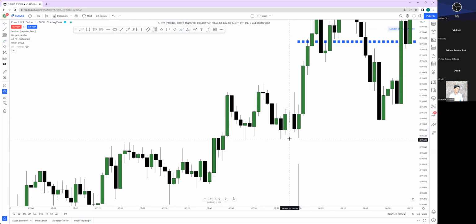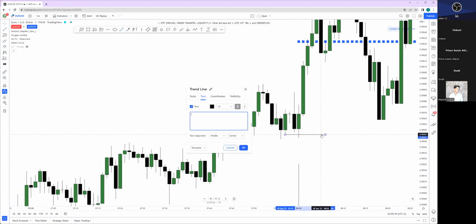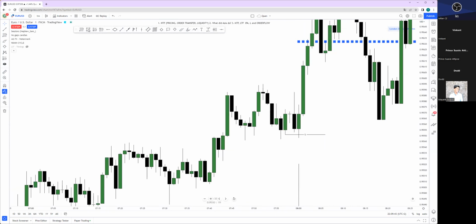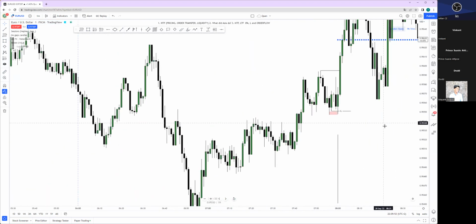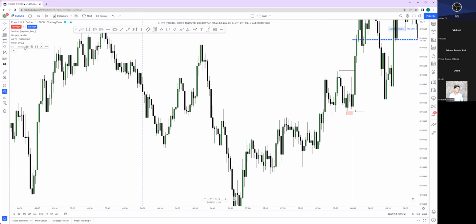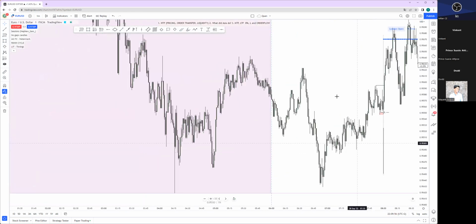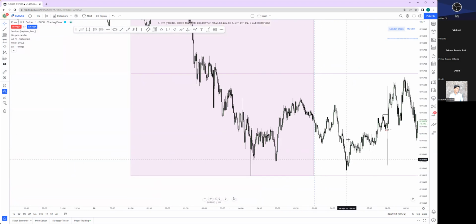Clear this liquidity right here. Okay, let's mark it L. And it respected this POI, then worked structure to the upside. This is a basic setup. A plus, okay. And if you have the timing, then you are in the extreme pricing.